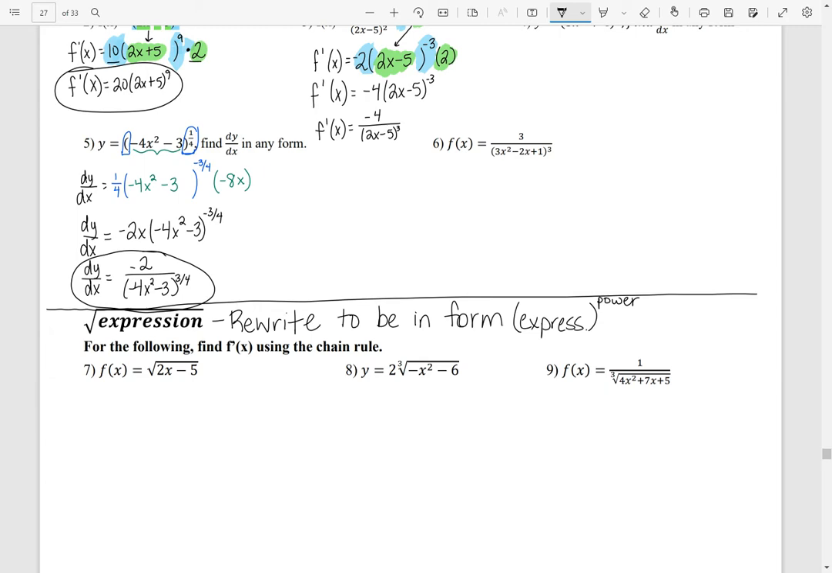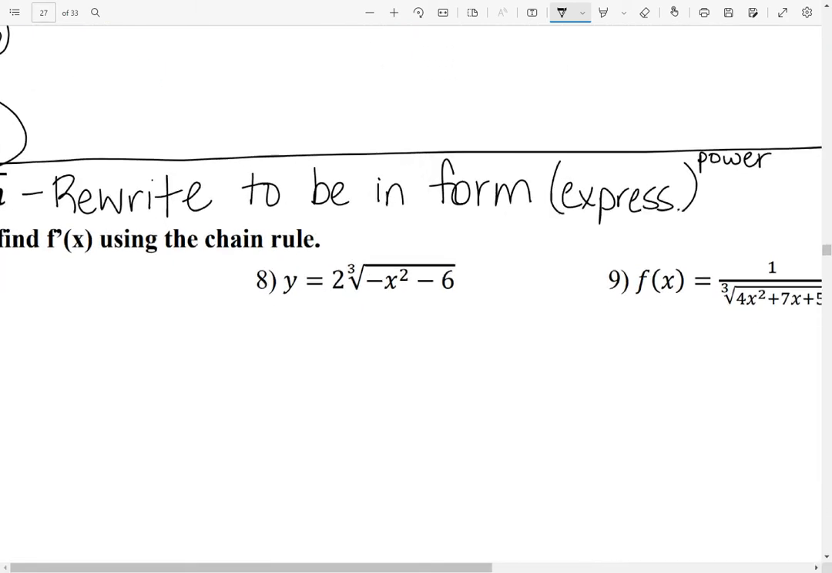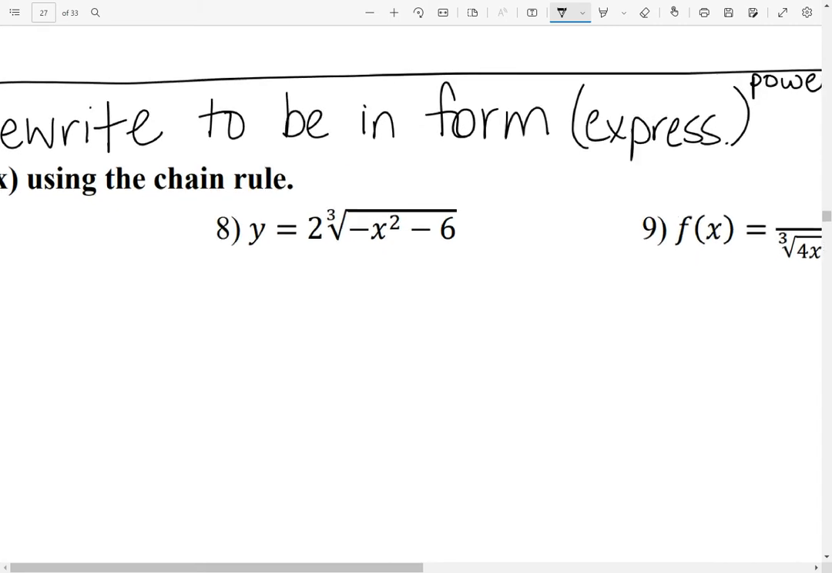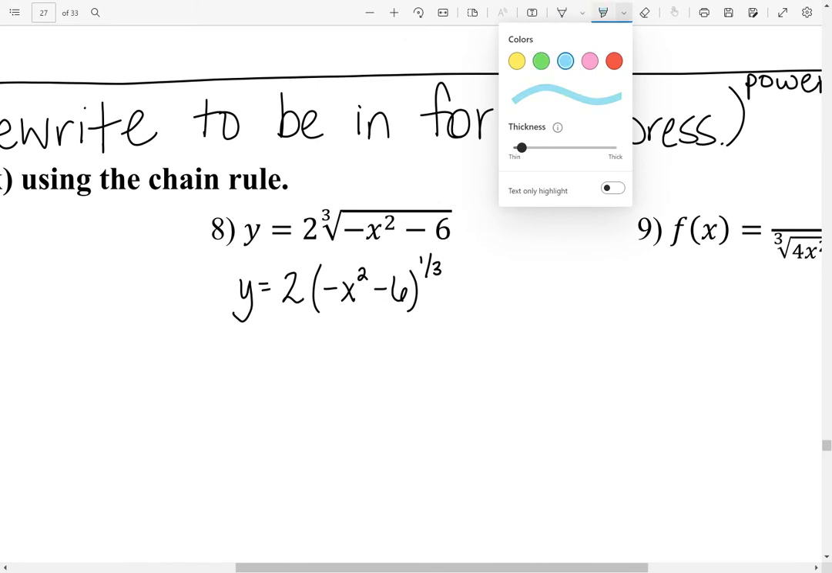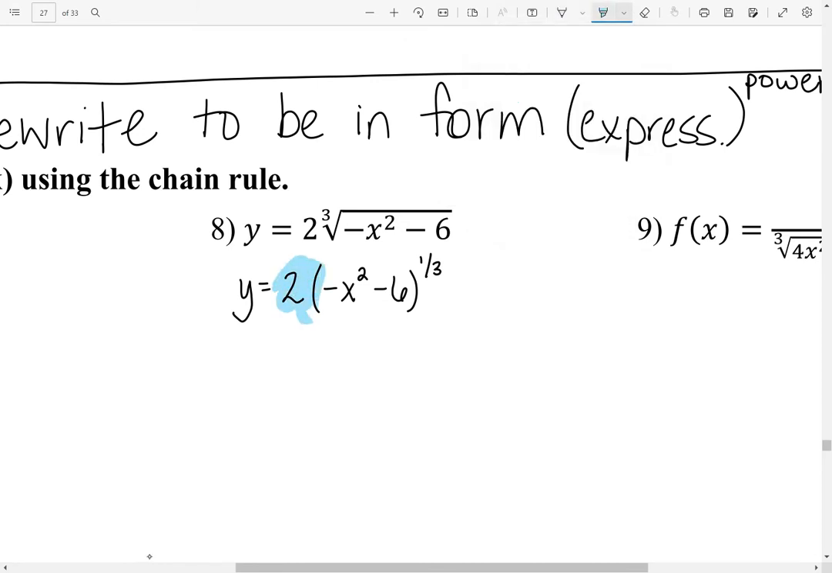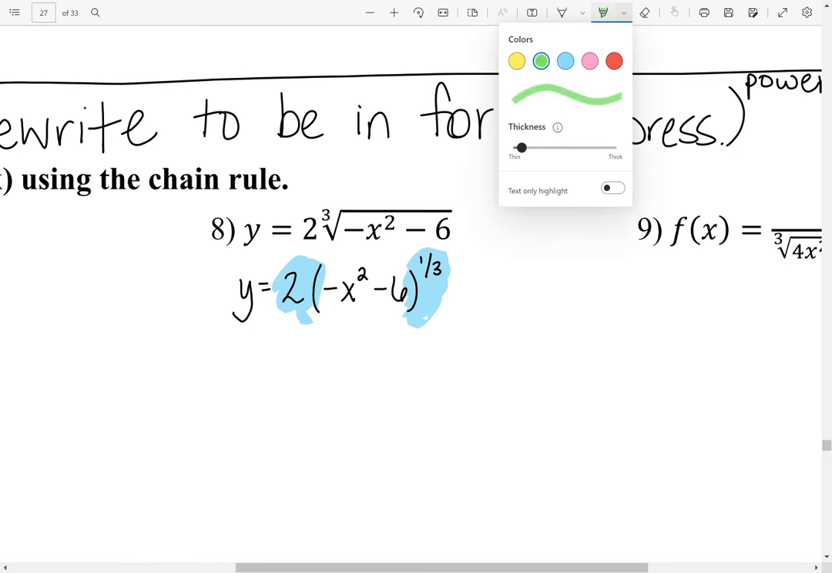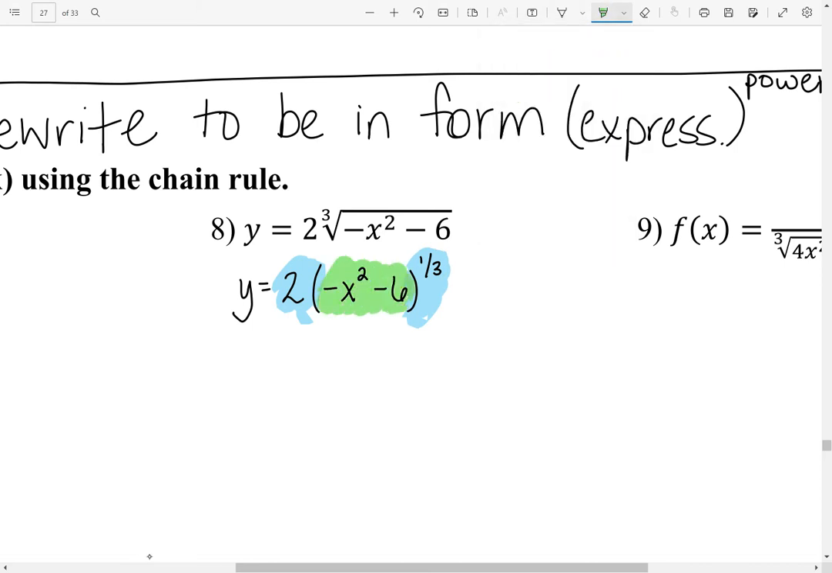So let's start with number 8. I have y equals 2 times the cubed root of negative x squared minus 6. I'm going to rewrite that before I find any derivatives. I know the cubed root is the same as to the 1/3 power. So this is 2 times negative x squared minus 6 to the 1/3 power. So this time, my outside expression is the 2 and the parentheses to the 1 power. And my inside expression is negative x squared minus 6.